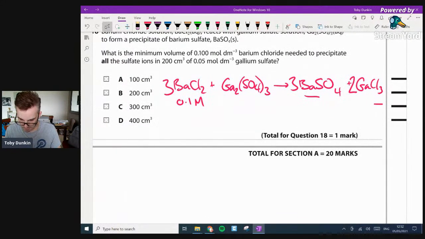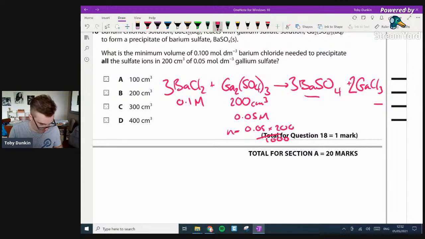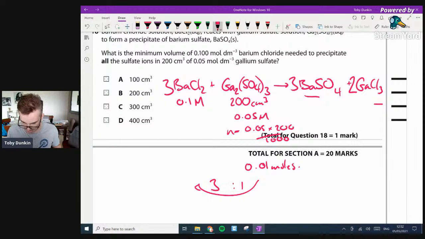So I've got 0.1 moles per dm cubed there. The gallium, I had 200 centimeters cubed of 0.05 moles per dm cubed. Number of moles is C times by V over 1,000. So 0.05 times by 200 all over 1,000, and I get 0.01 moles. Right, the ratio is a 1:3, which gives me 0.03 moles.